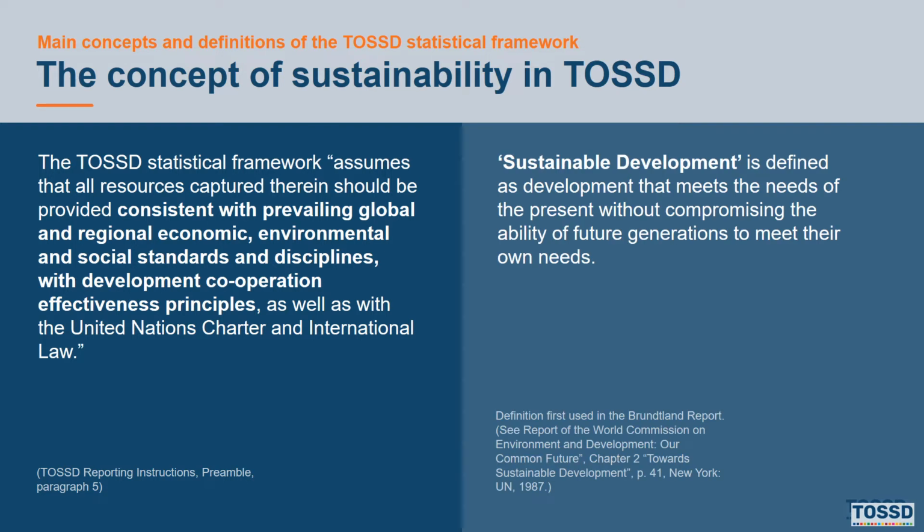Secondly, sustainable development is defined as development that meets the needs of the present without compromising the ability of future generations to meet their own needs. This definition is inspired by the Brundtland report, which is often used as a reference in the field.